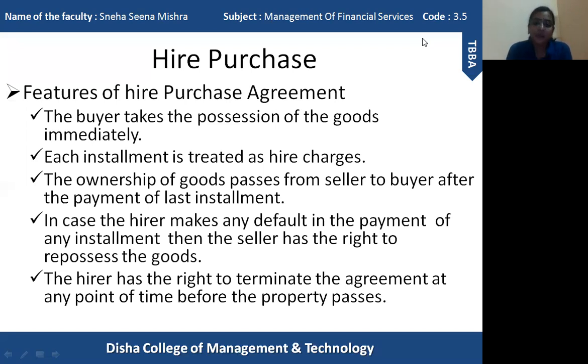So if a hirer decides to terminate the agreement in between, then the hirer will give the possession of the goods to the seller, and whatever installment is paid by the hirer will be kept by the seller as hire charges. Okay, so these are the 5 important features of hire purchase agreement. Clear?